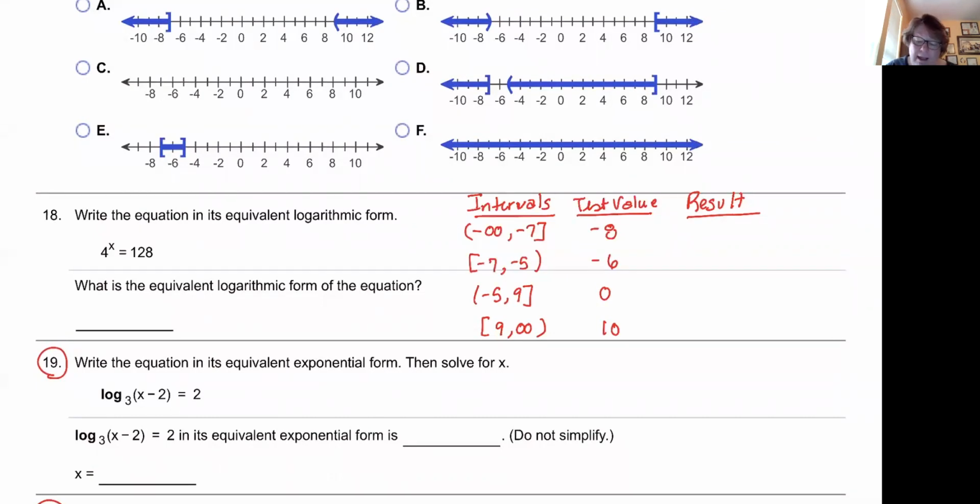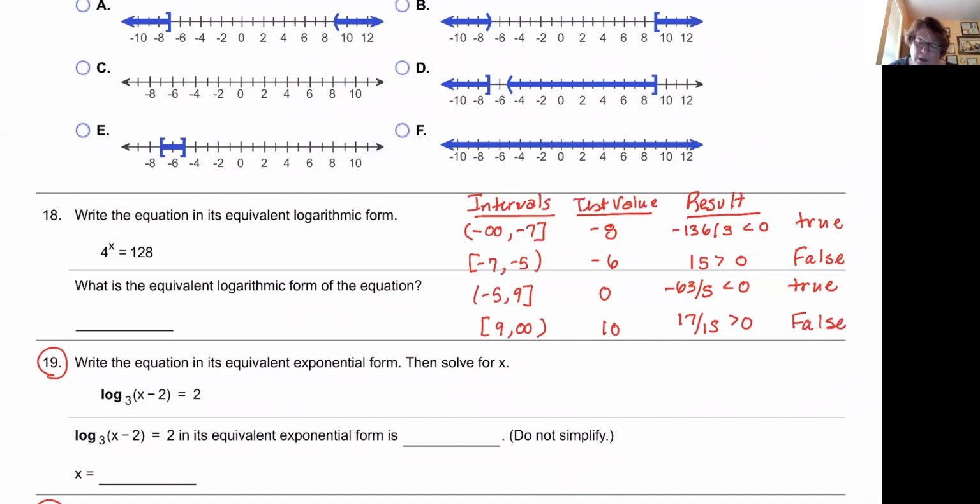So for -8, I get -136/3, which is less than 0, which is what my inequality is. It's less than, so it's true. For -6, I got 15. 15 is greater than 0, so that is false because my original inequality is less than. For 0, I get -63/5, which is less than 0, so that is true. And when I evaluated it at 10, I got 17/15, and that is greater than 0, so that is false.